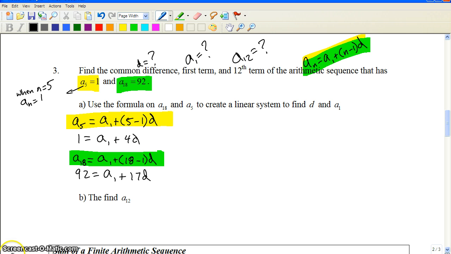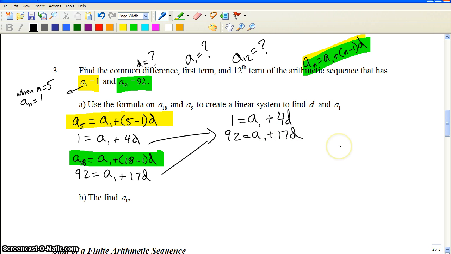By the way, do you notice what just happened? We wrote two equations. How many variables are there? 2. We have two equations and two variables. That gives us a linear system of two equations and two variables that we know how to solve. We can solve it by graphing. We can solve it by substitution. We can solve it by elimination.